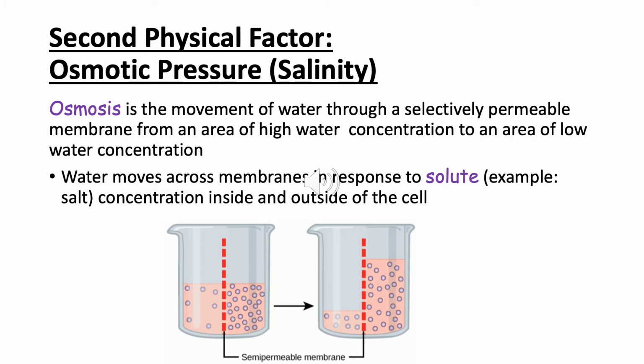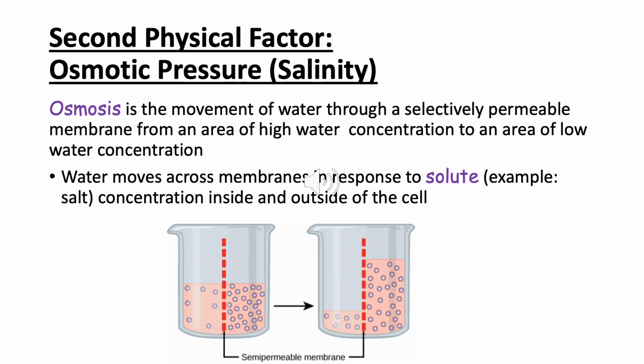Now let's move on to the second physical factor, which is osmotic pressure or salinity, or the concentration of salt in the environment. So I want to start by reviewing the term osmosis. Osmosis is the movement of water through a selectively permeable membrane from an area of high water concentration to an area of low water concentration.